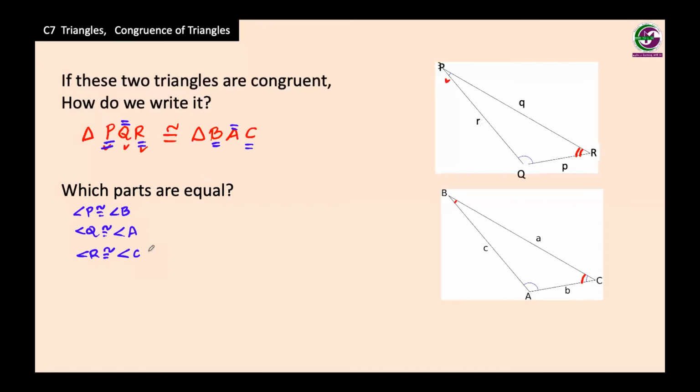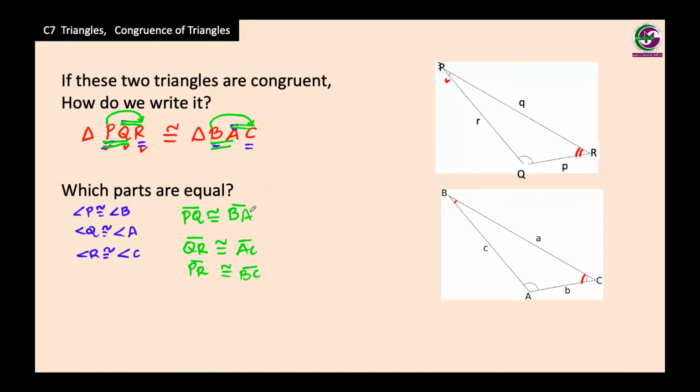Next, we also can write about the sides. Side PQ is the same as BA. How do we write side PQ? With a line segment. PQ is congruent to side BA. The next one is side QR is the same as side AC. QR is congruent to side AC. And the last one is the first letter with the last letter, PR with BC. Side PR is congruent to side BC.